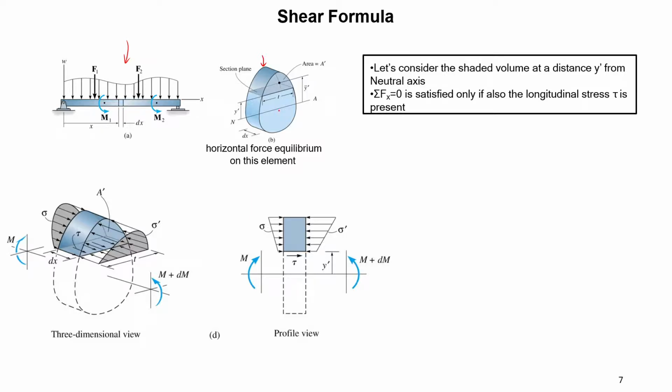Okay, this shaded area has a distance y prime, this distance to the neutral plane y prime, and it still needs to follow force equilibrium. That means all the forces, for example in the x direction, which in this three-dimensional graph is this direction, have to add up to equal 0.